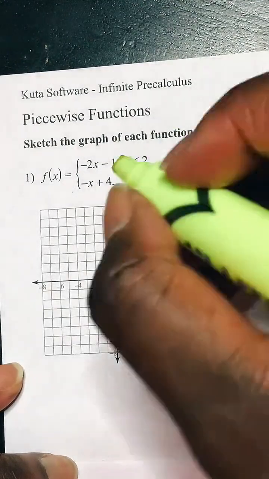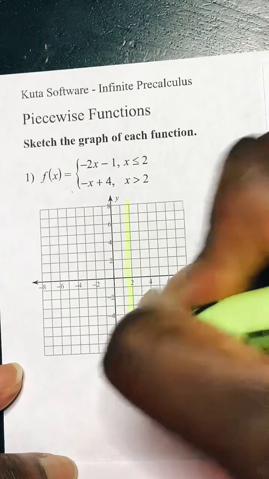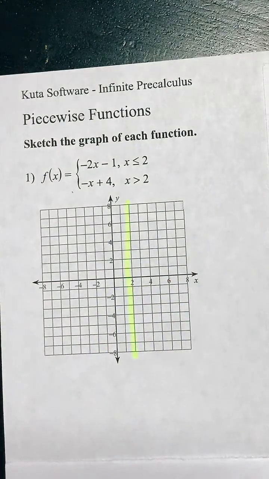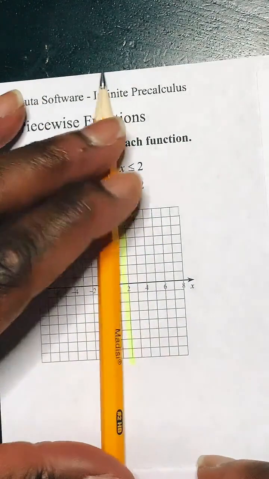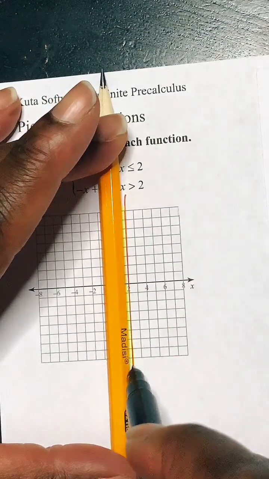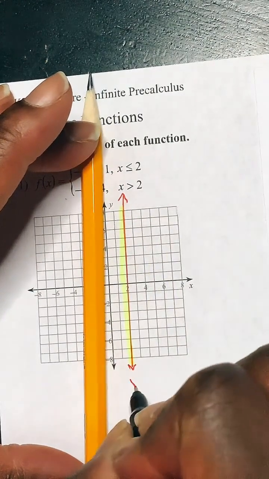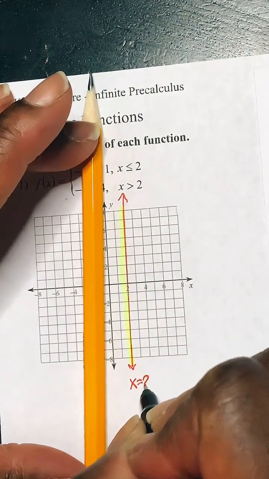Okay. So your boundary line should be here at positive 2. I'll try to do it up with the line so you can see it. So that is when x is equal to 2.